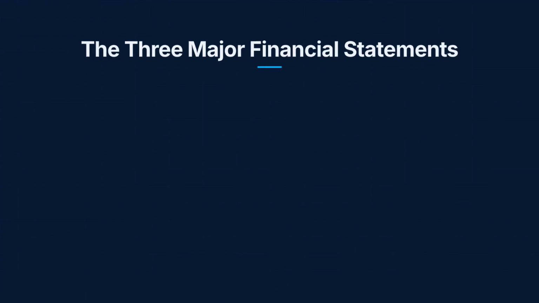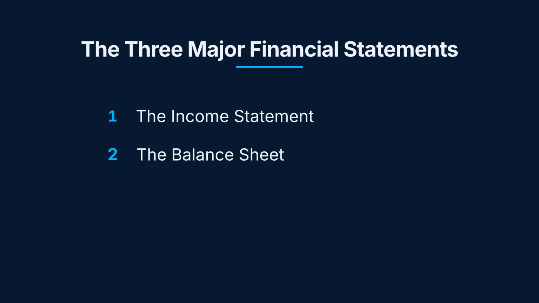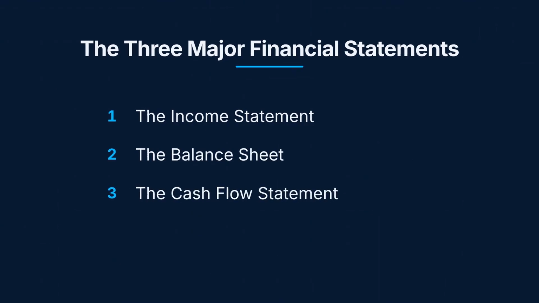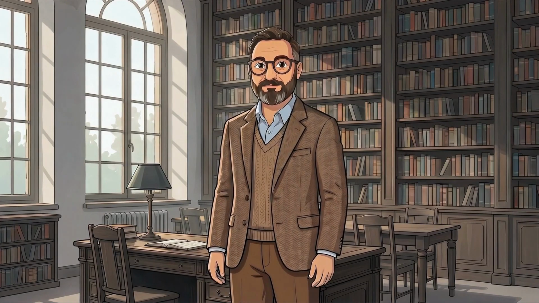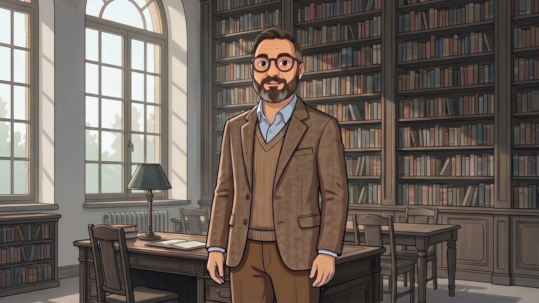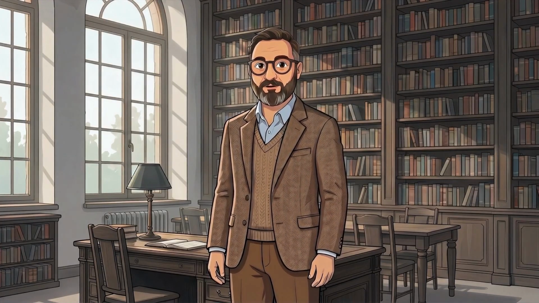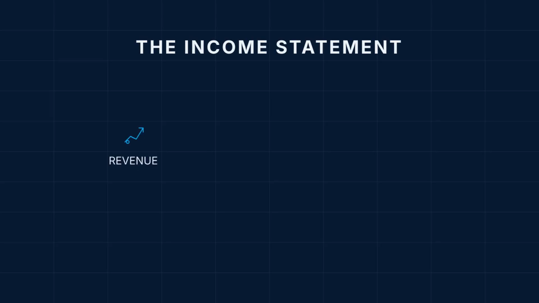There are three major statements that every student and professional must master: the income statement, the balance sheet, and the cash flow statement. Each one offers a different lens on the company. Let's start with the income statement, also known as the profit and loss statement. This report summarizes the company's operating activity over a specific period of time, like a month, a quarter, or a year. Its primary job is to show performance.